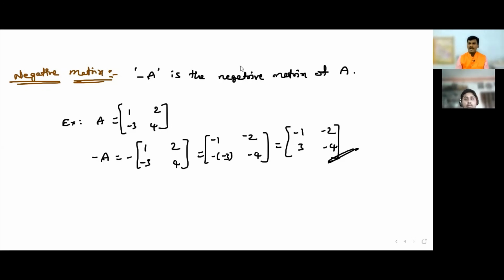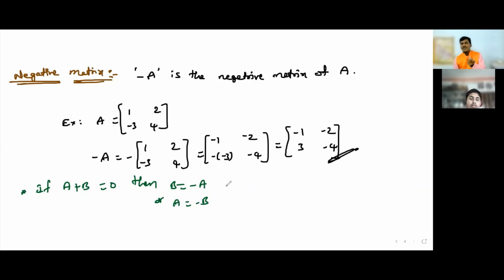What is meant by additive inverse? If A plus B is equal to 0, the null matrix, then B is equal to minus A, or A is equal to minus B. One is the additive inverse of the other. A is the additive inverse of B, as well as B is the additive inverse of A. Both are additive inverses of each other.